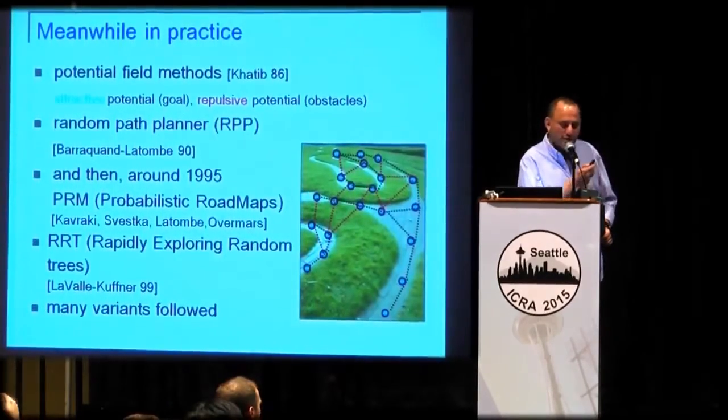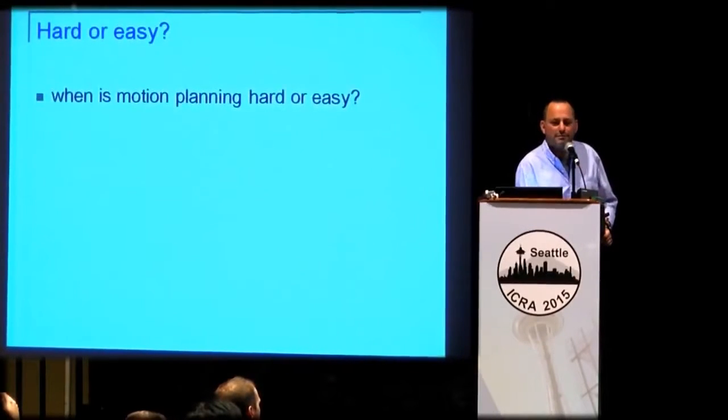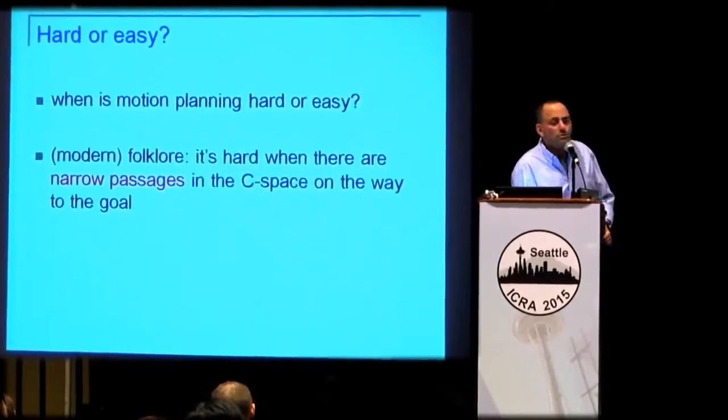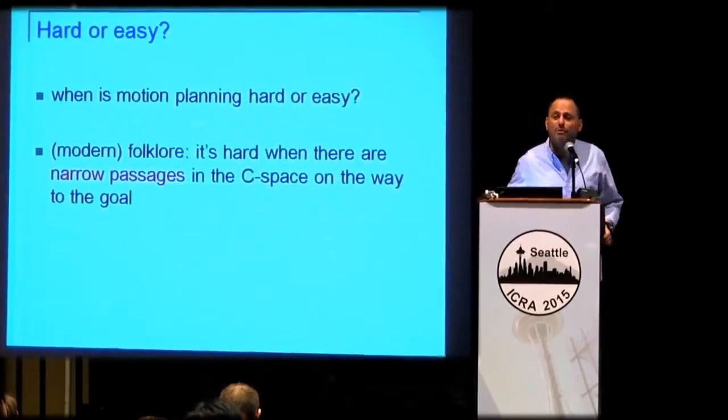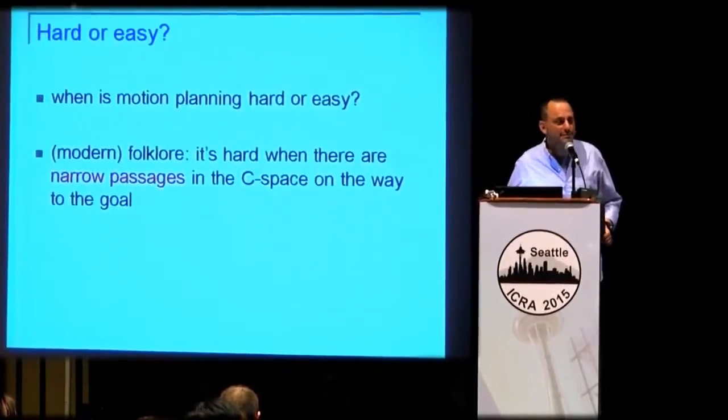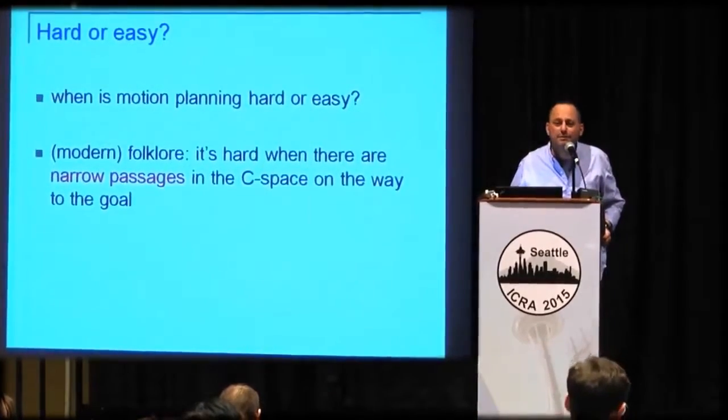And my question is, what's going on here? Is it a hard problem? Is it an easy problem? So we talk a lot about narrow passages. When is a motion planning problem hard? Where there is a narrow passage to get from the start to the goal in configuration space.